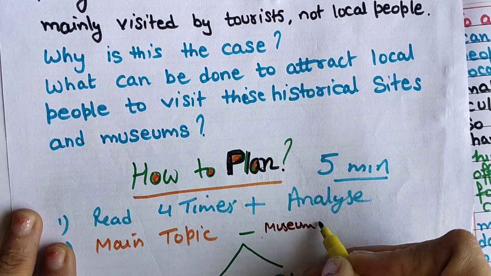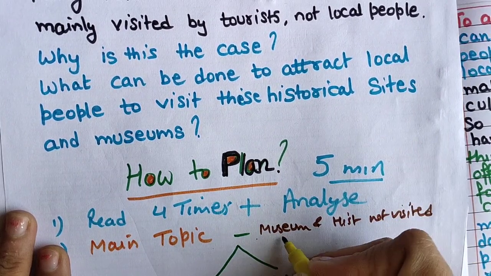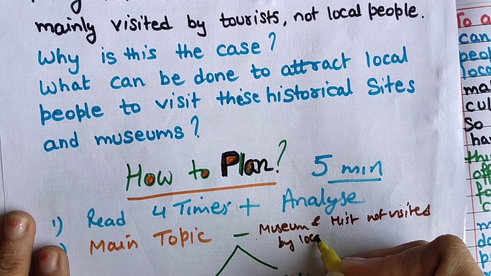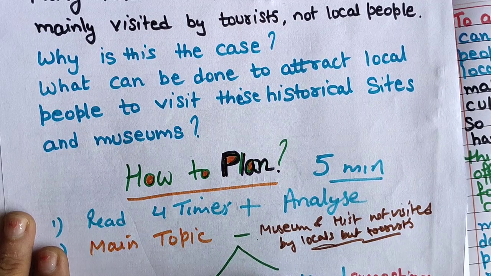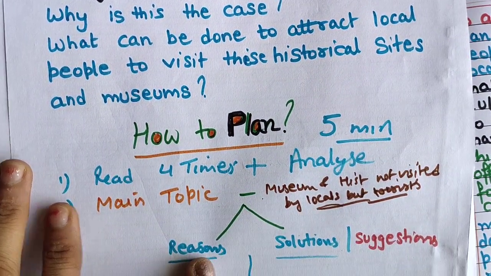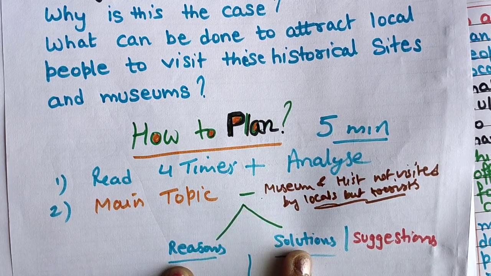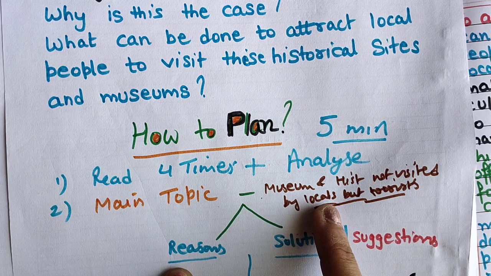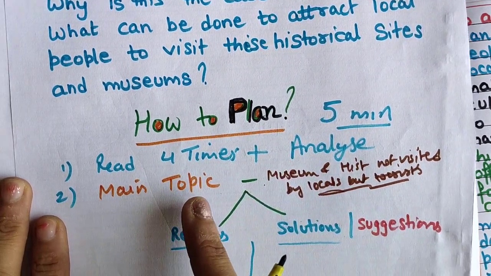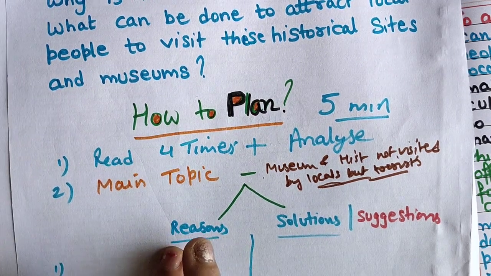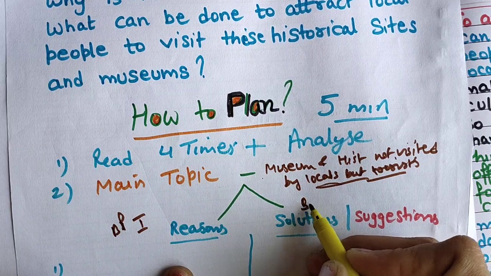museums and historical places not visited by locals, but tourists are visiting most. Okay, this is the main topic. But we will talk about only the reasons for this trend, and what are the solutions we can give. Solutions for bringing more local visitors to these museums. Okay, suggestions. Now we have read, we have analyzed, we have taken out the main topic, and we know that the reasons we have to write in one paragraph, body paragraph 1, and solutions in body paragraph 2.